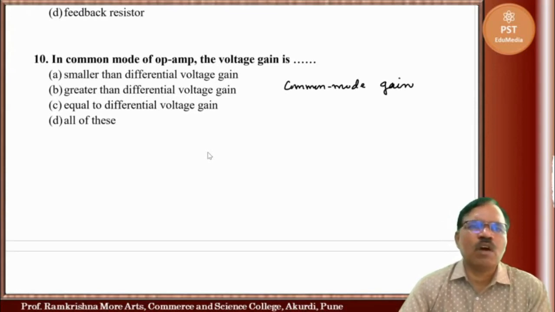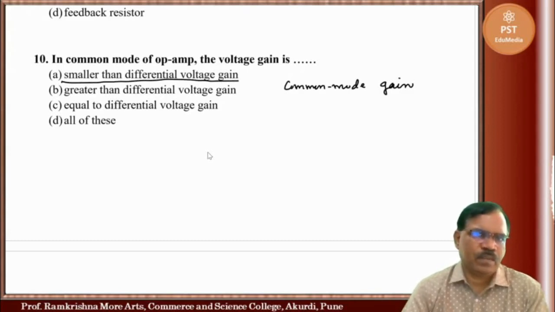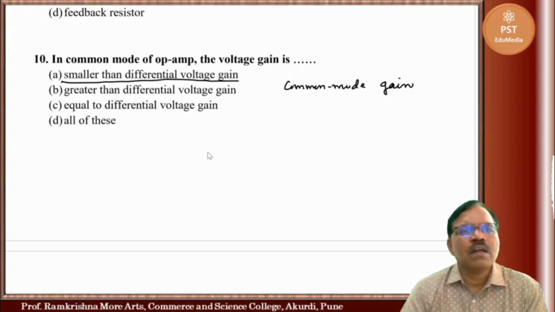Must be very small, and differential gain it is high. So the voltage gain is smaller than the differential voltage gain.